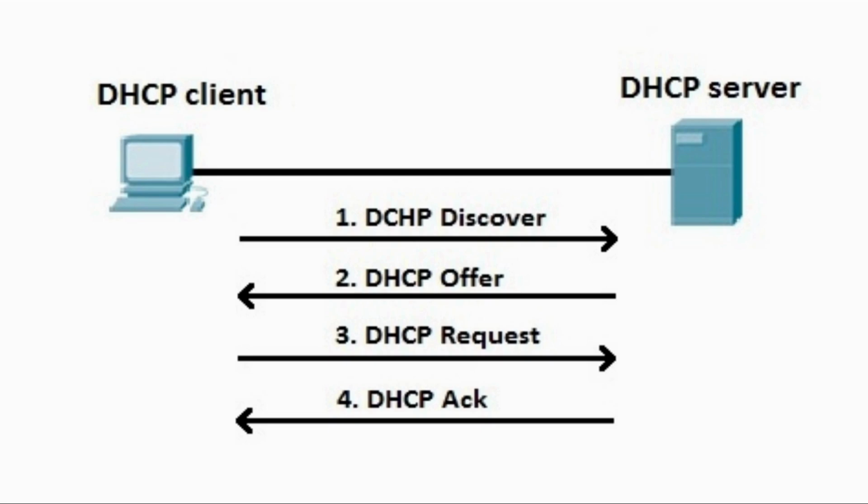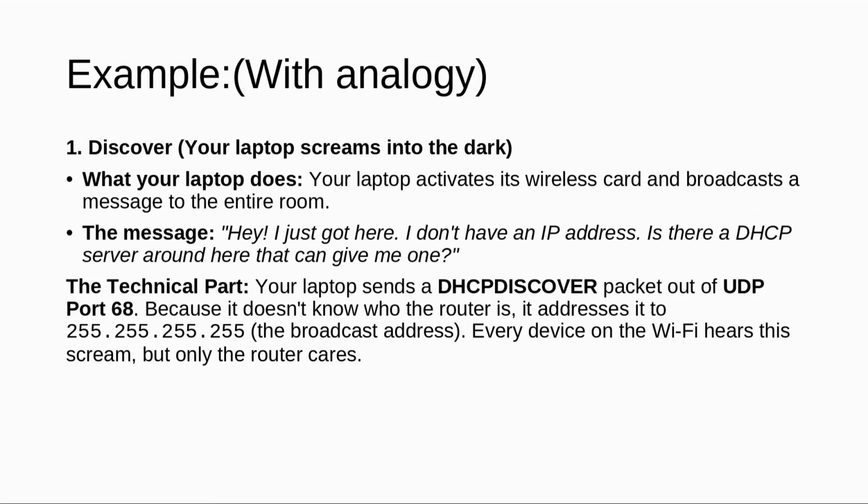So this is the figure. This is a DHCP client, this is the DHCP server. There is a discover, offer, request, and acknowledgement. Let's understand more clearly with an example.